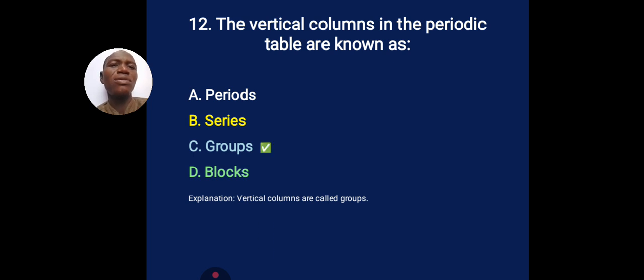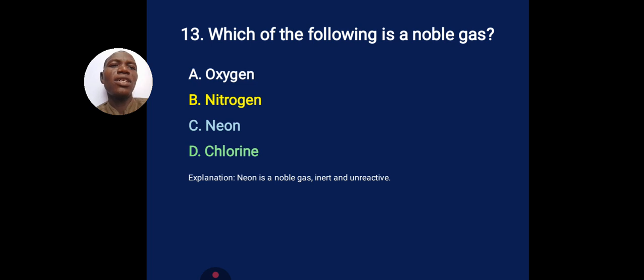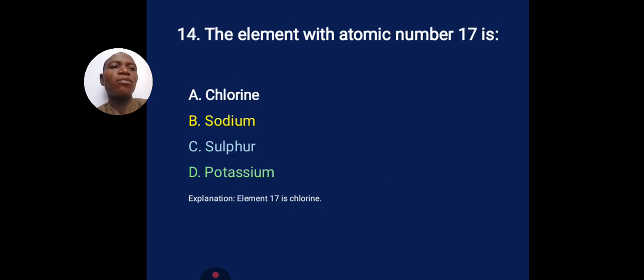So let's go. Which of the following is a noble gas? Noble gas, group 8 element. I believe you can also get this. The correct answer is neon. Neon is a noble gas. It belongs to group 8. The element with atomic number 17 is... So which element is atomic number 17? The correct answer is chlorine.